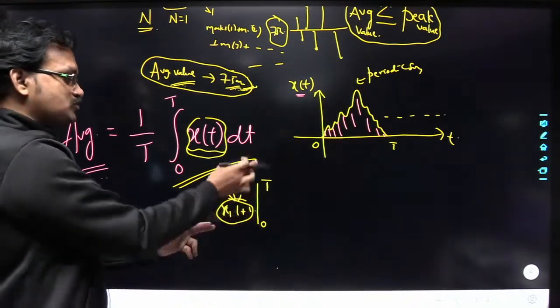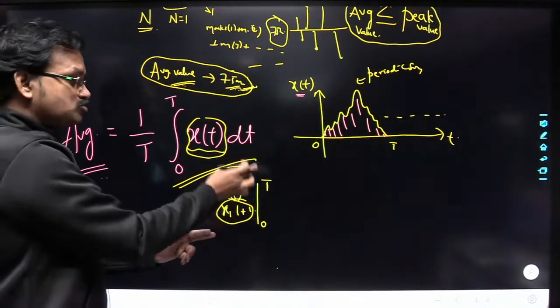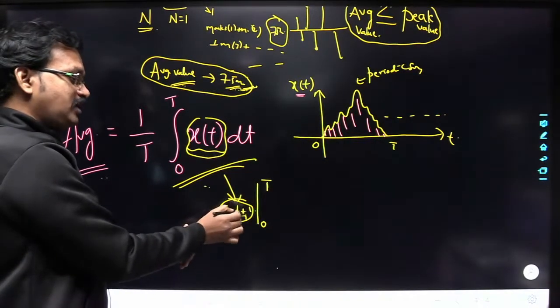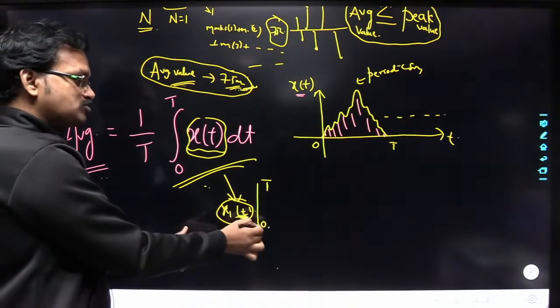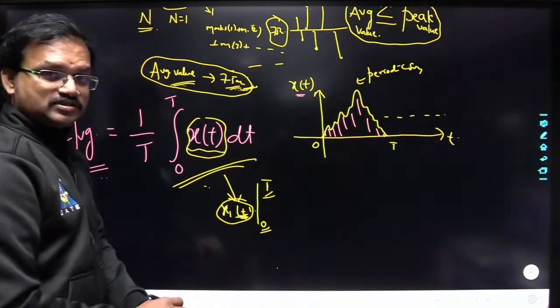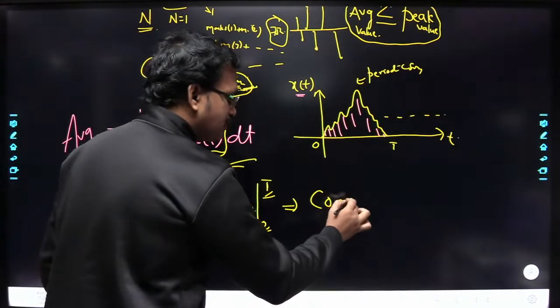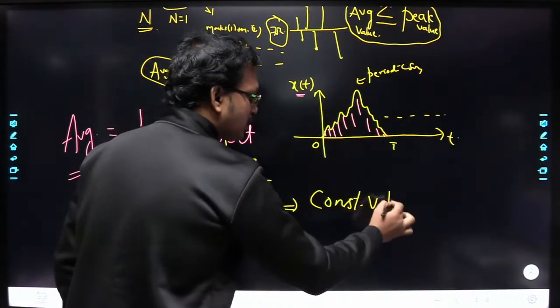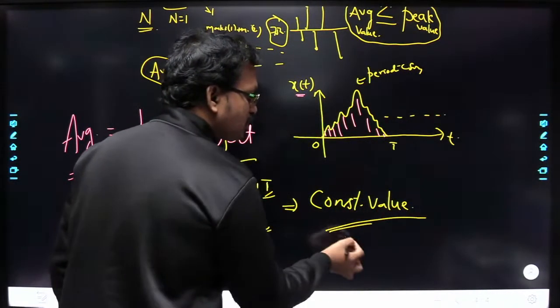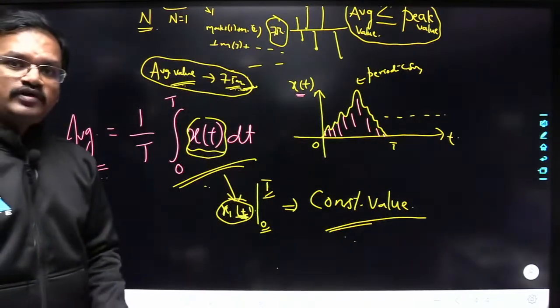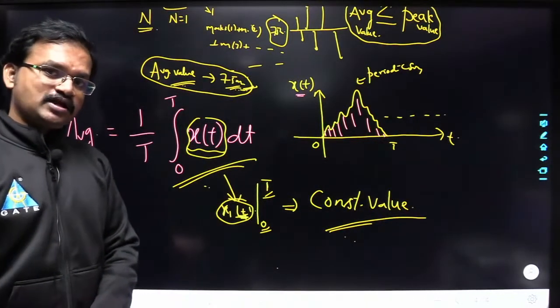Now you have to substitute its range here. Wherever you have t in this function, there you are going to substitute these ranges. So finally, you are going to get some constant value, which is not a function of time, yes or no?